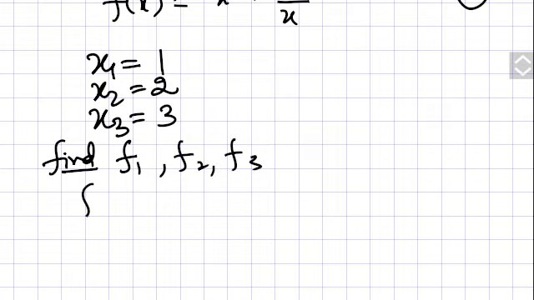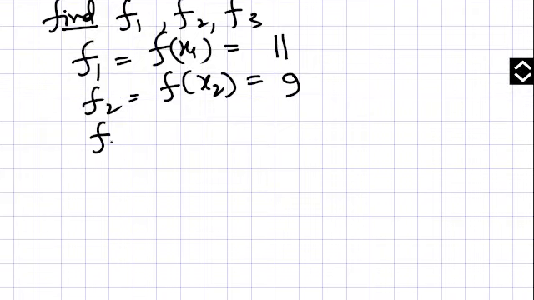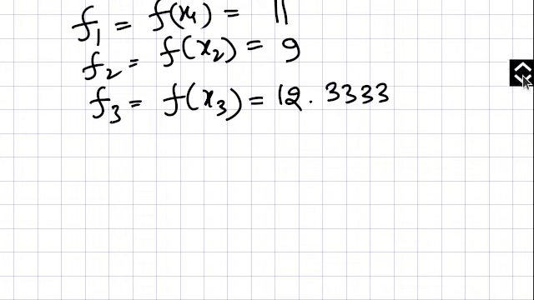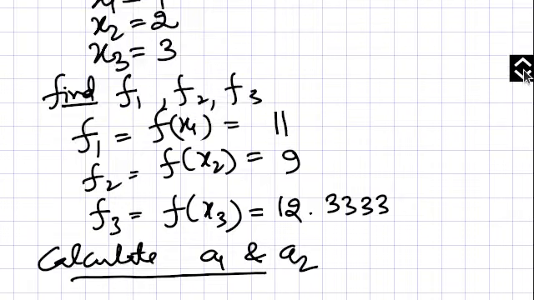So this is the function value f(x1). When you put this, you will find this is 11. Calculate it yourself. When you put 2 here, you will find it is 9, and when you put f(x3), that is 3, you will find 12.333. And then now you can calculate a1 and a2.